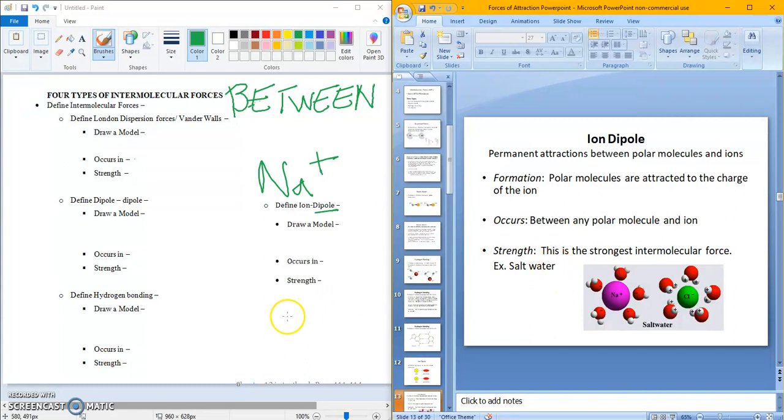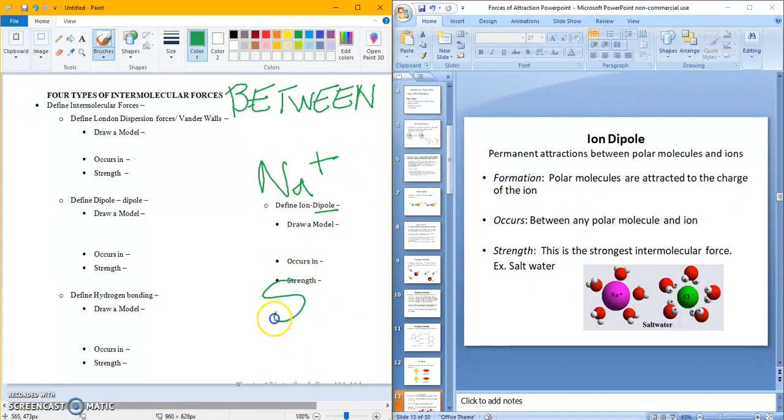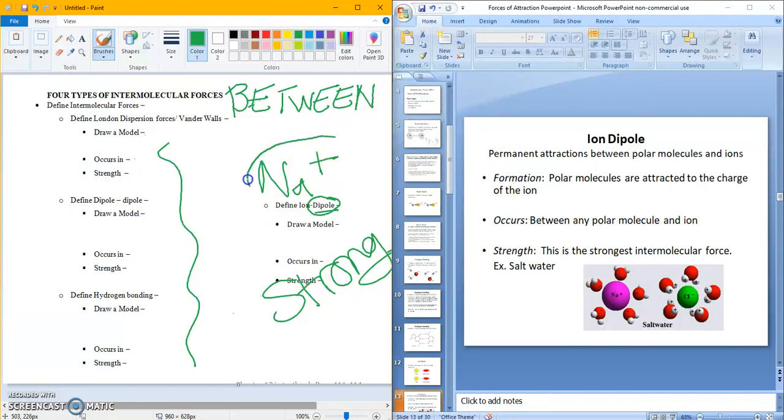Therefore, ion dipole is the strongest out of all of my intermolecular forces, because it has not only a permanent dipole, but it also has a real charge in the ion. This is a completely positive charge and a completely negative charge. So this makes for one strong attraction. Okay? So ion dipole is our strongest attraction.